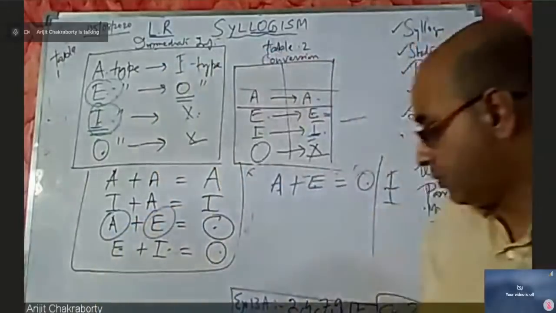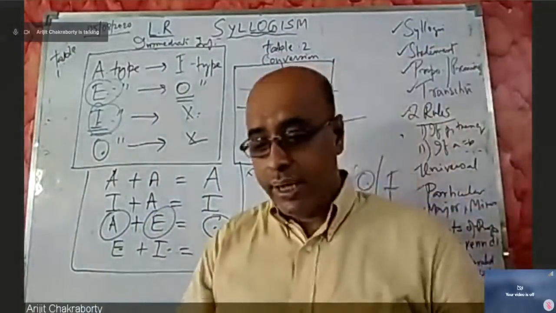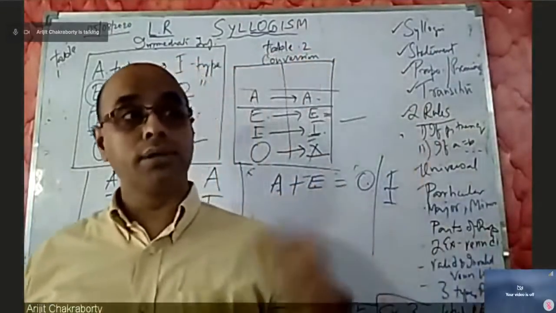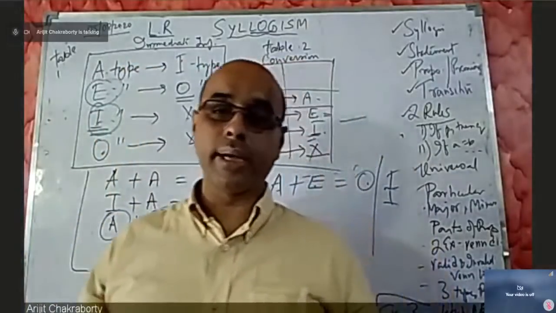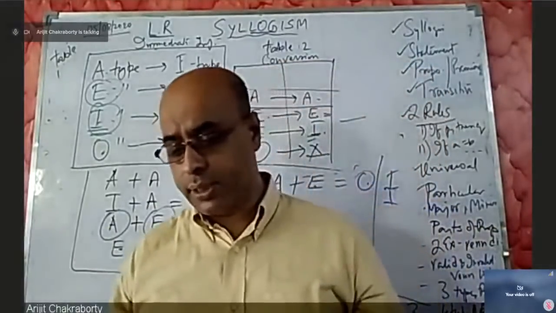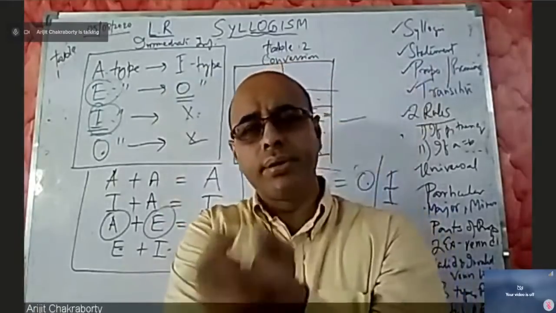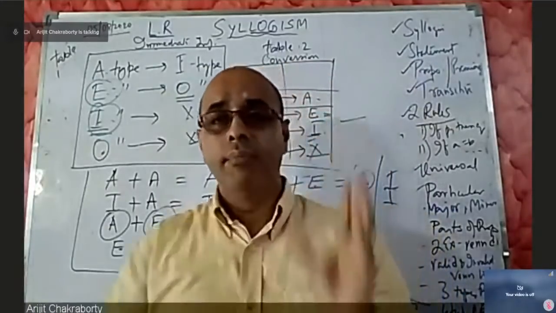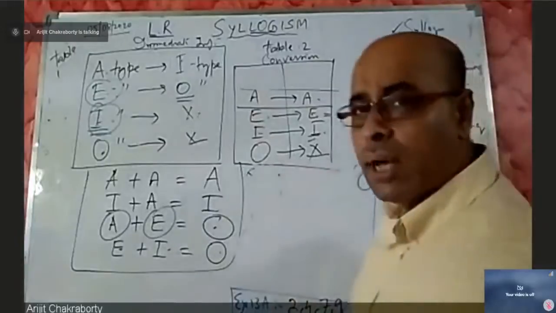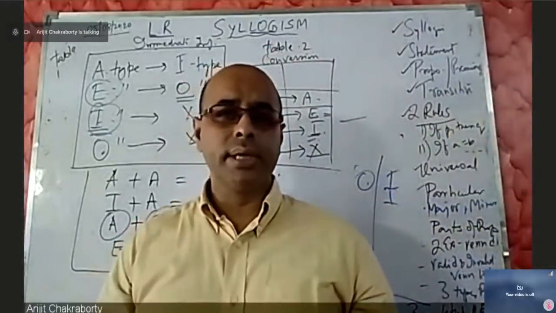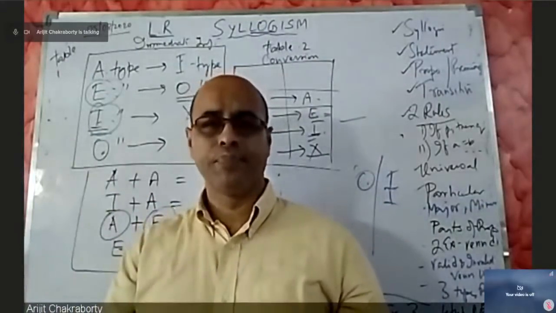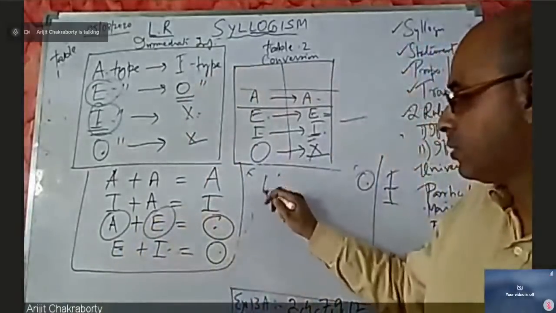We take number 17 now. Many actors are directors. All directors are dancers. Many actors are directors, I can rephrase it as some actors are directors. That means it is basically some and are. So it is an I type.